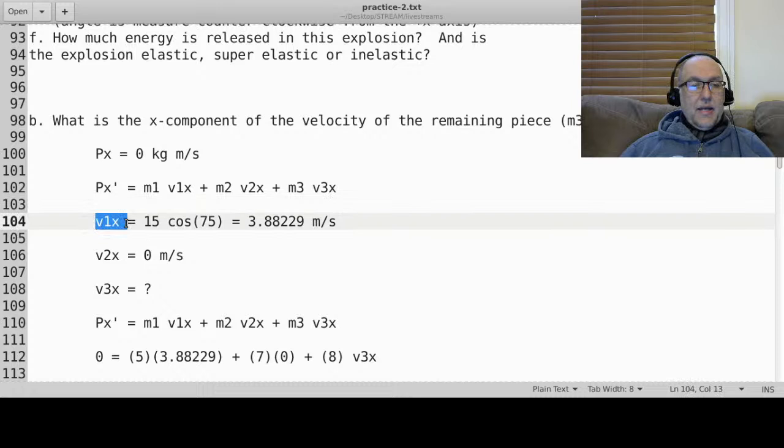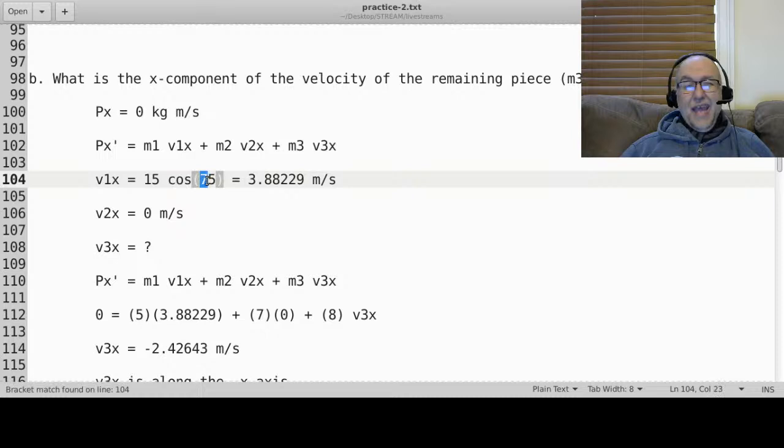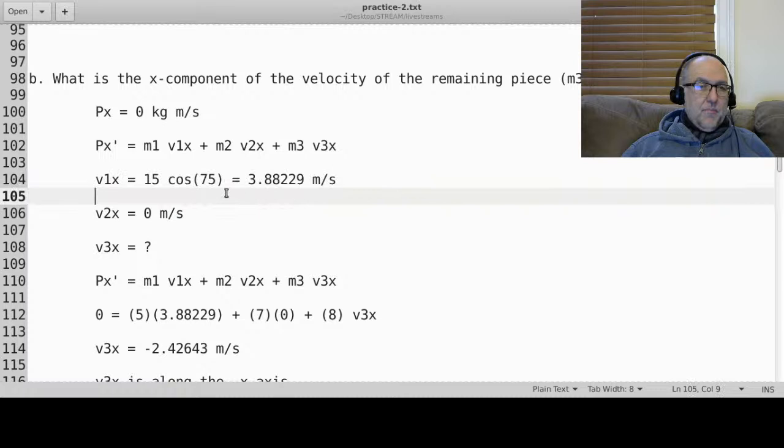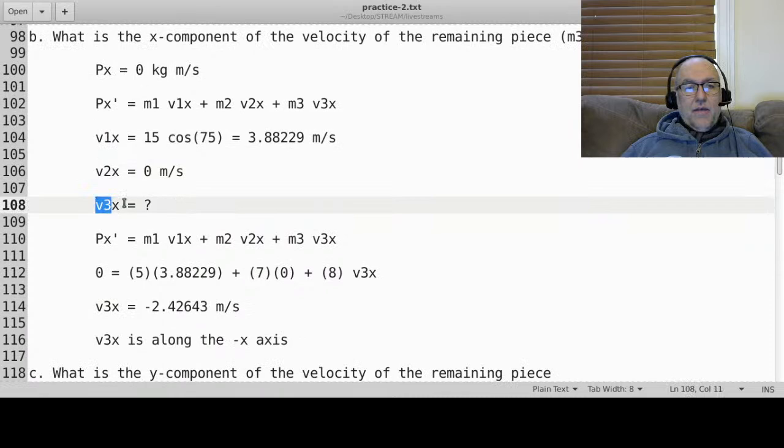The way you do that is, the x component of V1 is going to equal V1, which is 50 meters per second, its magnitude, how fast it's going, times the cosine of the angle that it makes with the plus x axis. So 15 cosine 75 degrees gives that number right there. This is the only thing that really changed from the previous problem. V2x is still zero, because the 7 kilogram is still traveling directly along the y axis. There's no x component, so that's still zero. And V3x, well, we're solving for that.